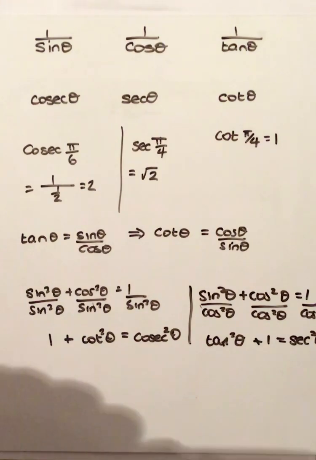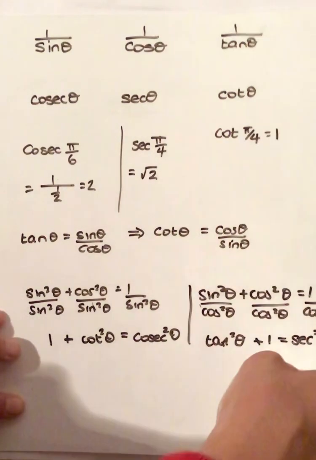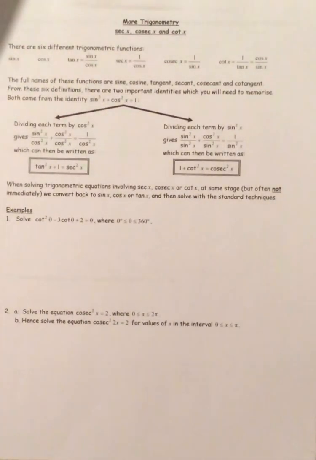Okay, let's have a look at some examples of using this. So let's look at the notes. Now the start of the notes just talks about what we've already talked about, and then the examples are to do with solving equations using this knowledge. So question 1 is solving a quadratic equation in terms of cot theta.